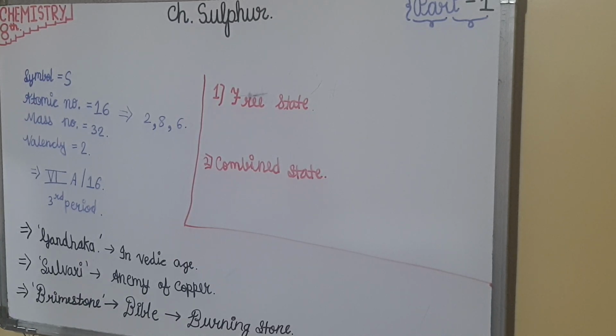I hope you have understood till this part. In part 2 of chapter sulfur, we will learn extraterrestrial presence of sulfur, then association of sulfur with life, then Hermann Frasch, a crazy miner. Then we will learn extraction of sulfur by two processes.